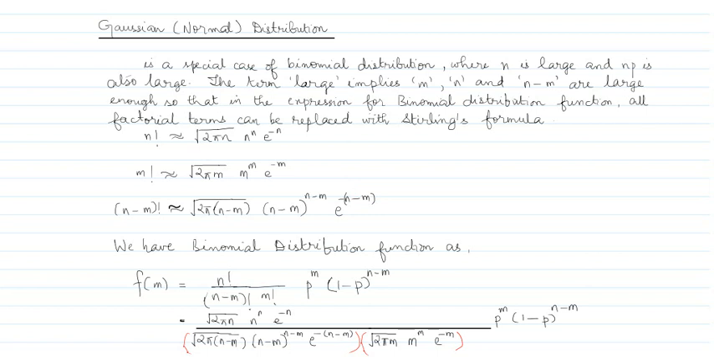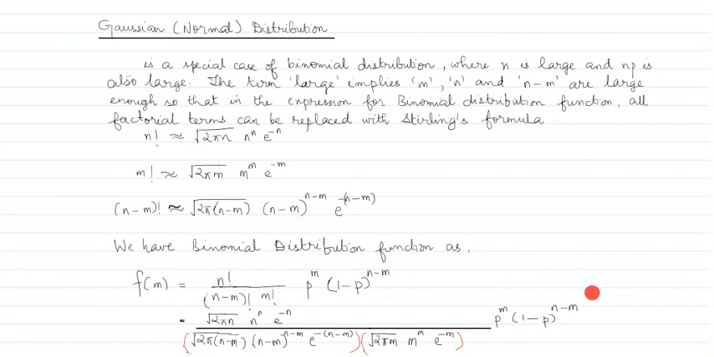Since this is a special case of binomial distribution function, we start by taking the binomial distribution function itself, which is given by n factorial by n minus m factorial times m factorial, p raised to m, 1 minus p raised to n minus m. And instead of all these factorial notations, you plug in the expressions that you have written from Stirling's formula. When we substitute, our f of m becomes like this, and the rest of the terms I've left untouched.